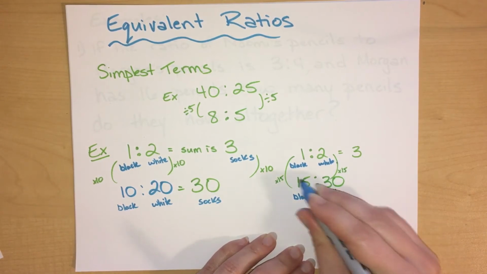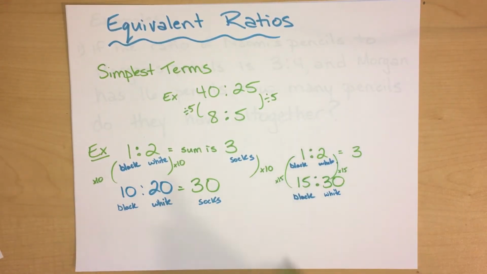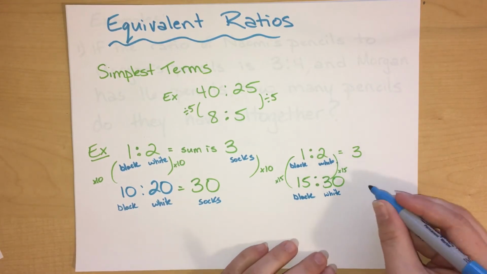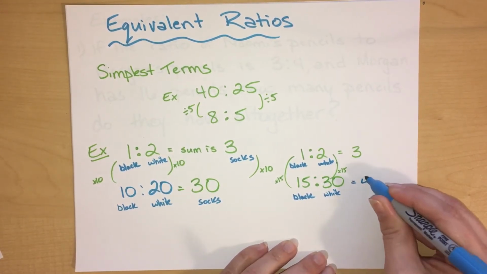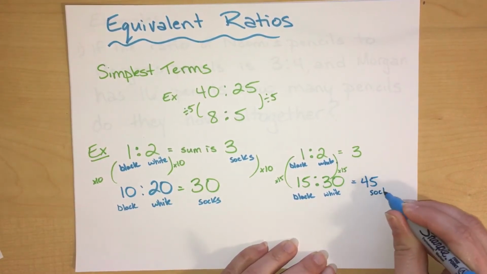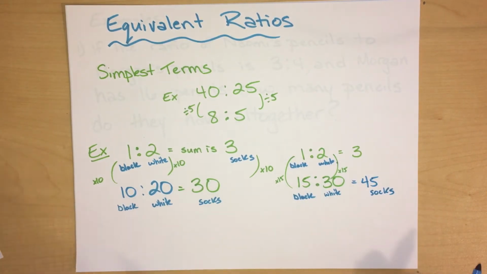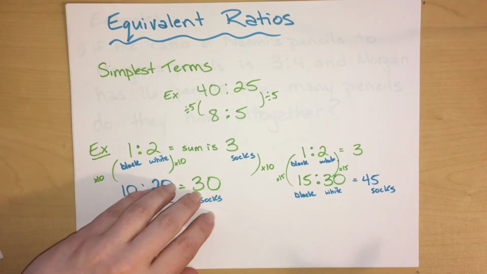So if I have 15 pairs of black socks, I will then have 30 pairs of white socks. That's going to give me a total of 45 socks in that drawer, if that was the ratios that I was using. Okay, so let's look at a practice question for this.